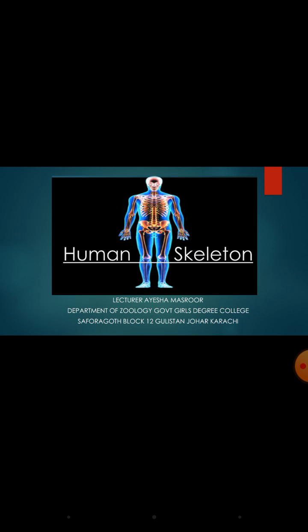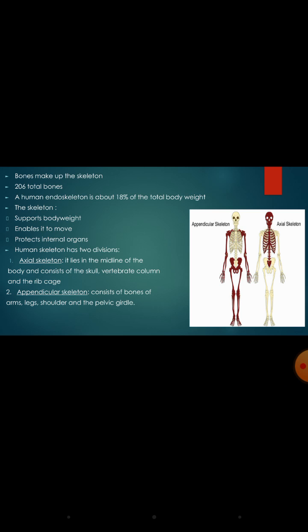Today I have taken the topic from the second year biology book, chapter 2, Support and Movement, and the name of the topic is human skeleton. Bones make up the skeleton. There are 206 total bones. Our human endoskeleton is about 18% of the total body weight. The skeleton supports body weight, enables it to move, and protects internal organs.